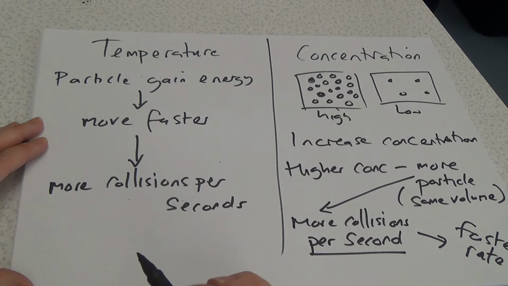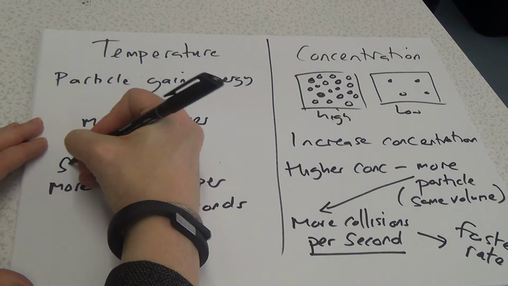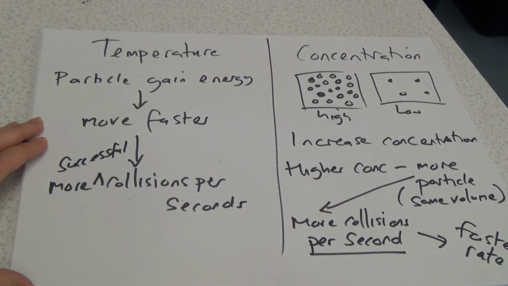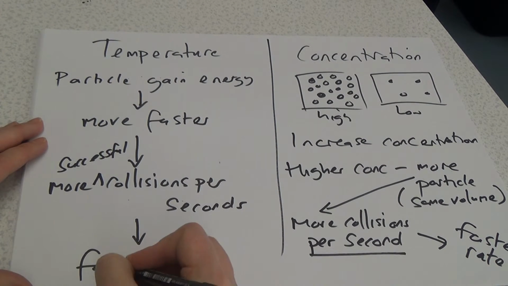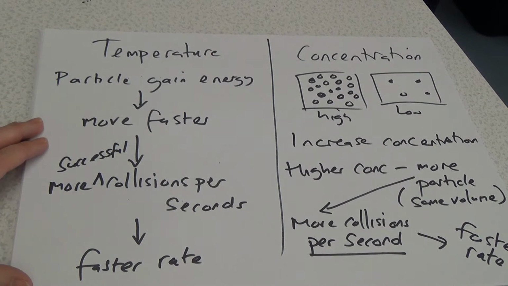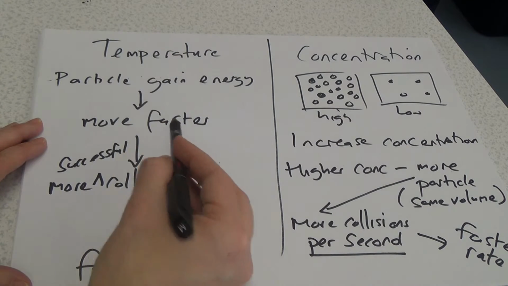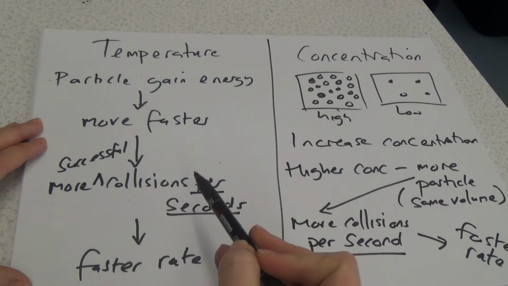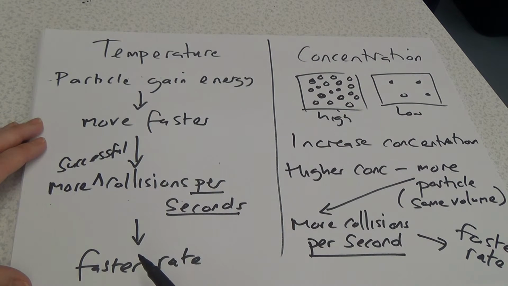So what we can say is more successful collisions per second. You could use that wording in every explanation. And again, because there are more successful collisions per second, the rate of reaction will increase. So temperature: particles gain energy, they move faster, more successful collisions per second occur, and the rate will be faster.